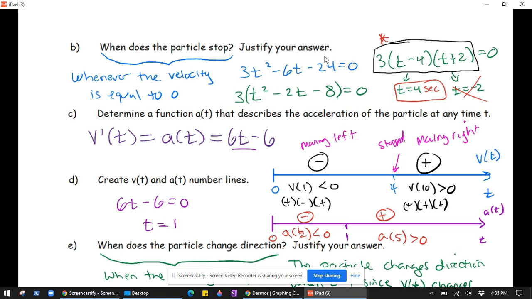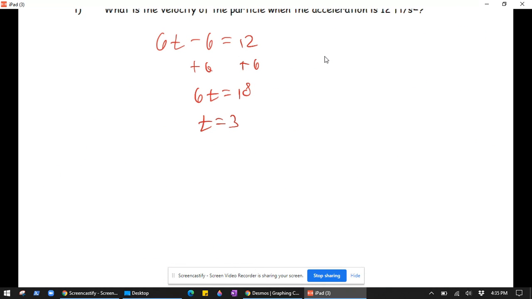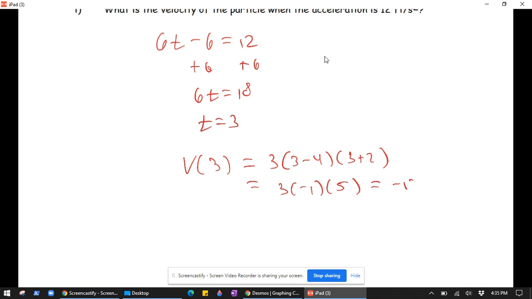So 3(t minus 4)(t plus 2). So v of 3 equals 3 times (3 minus 4) times (3 plus 2). So that's 3 times negative 1 times 5, which is negative 15 feet per second.